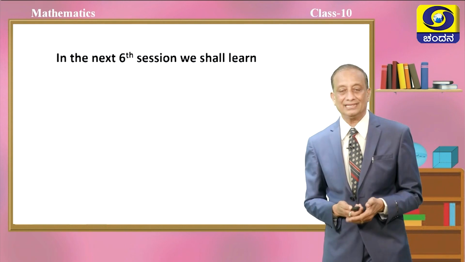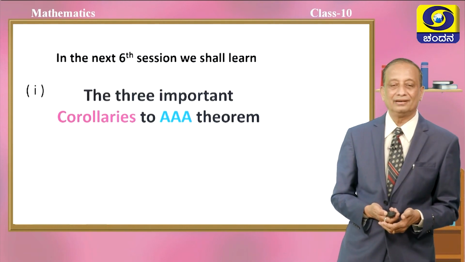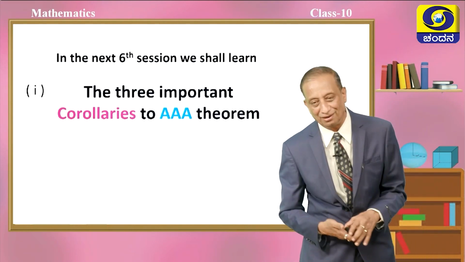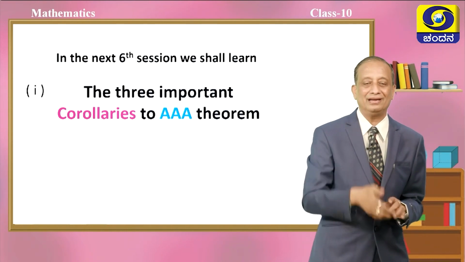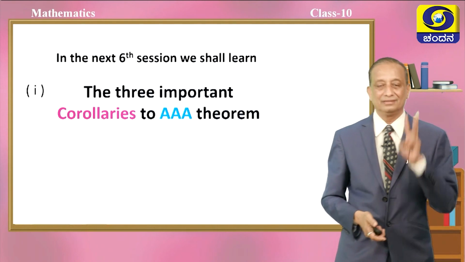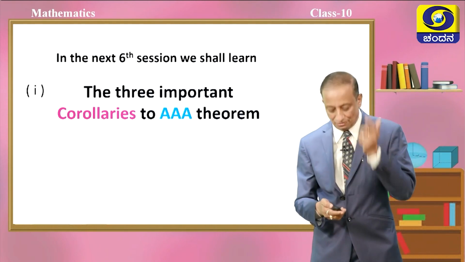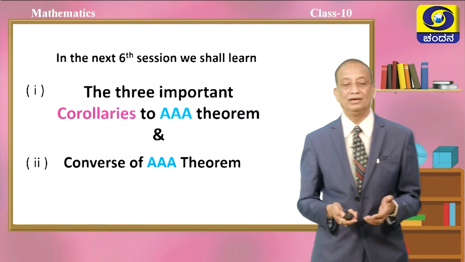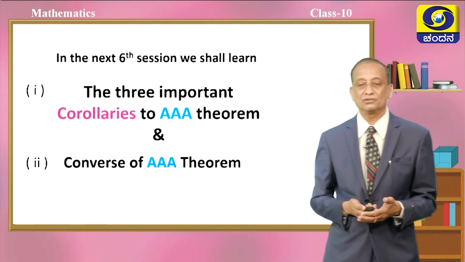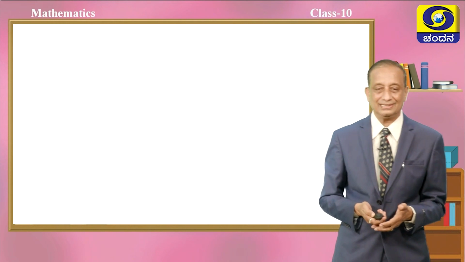So, in my next 6th session, we shall learn about the 3 important corollaries to this theorem. We have learned 3 corollaries for BPT. Even for this theorem also, there are 3 important corollaries, which we will learn, and some of its applications also we will learn. The converse of it also we have to learn in the next session.